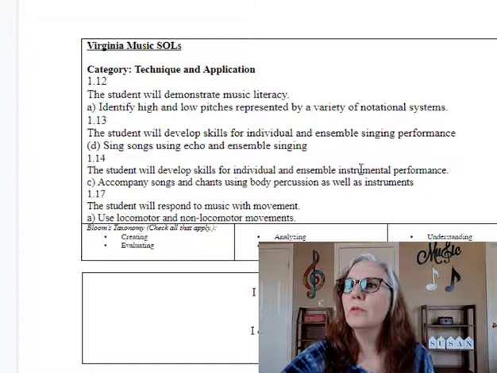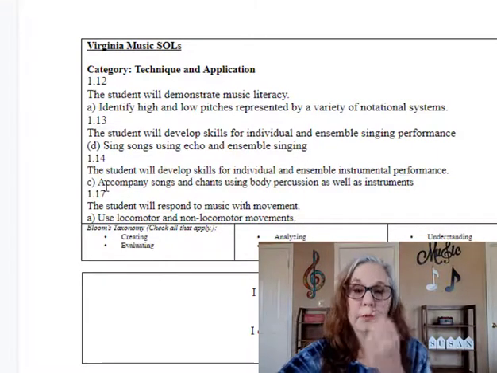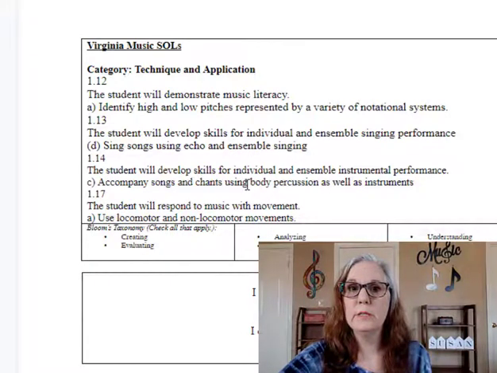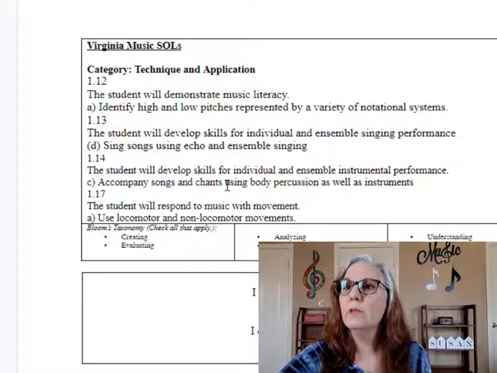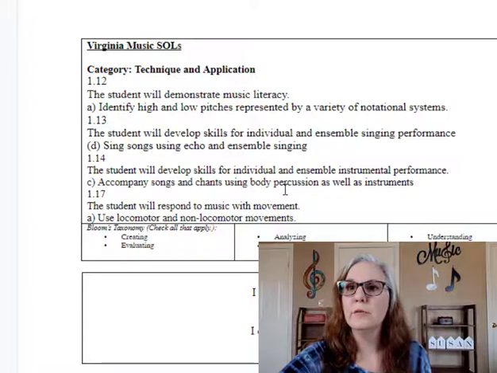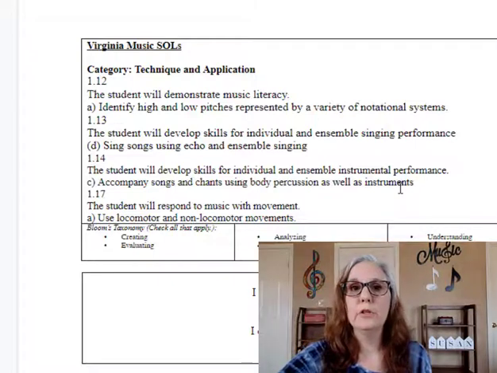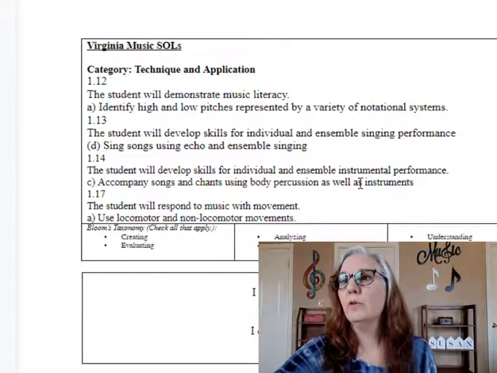Individual and ensemble instrumental performance. So this was during hybrid last year where I did not have the students using instruments, because my Zoomies wouldn't be able to use instruments being that they were virtual, and my roomies would have to clean them off all the time. So we switched to a body percussion format for our instrumentation. And then students will respond to music with movement using locomotor and non-locomotor movement. So that covers choreography that you might have, that covers anything extra that you might have in a song that you want them to do any kind of movement to.